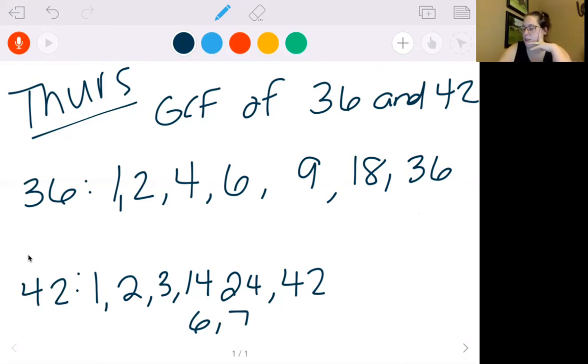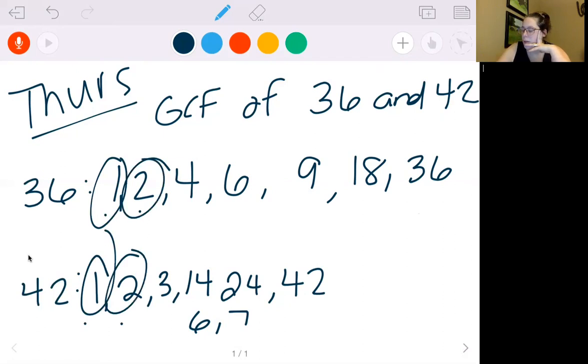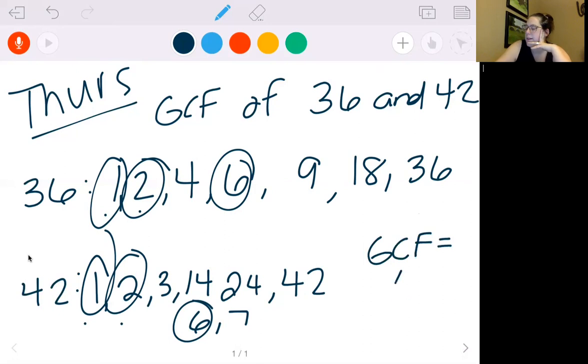Now that we've gotten them all listed, we go through and see which is the highest. They both have 1. They both have 2. So let's circle all the common ones. They don't both have 4. They both have 6. 9, 10, so that seems to be it. So our GCF is 6. So we list out all our factors, pick the biggest one.